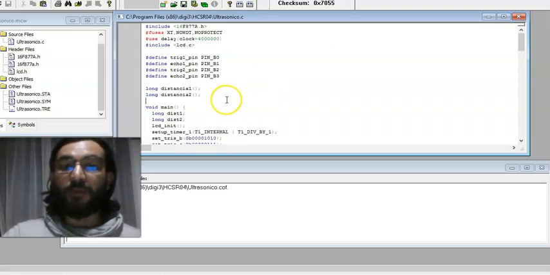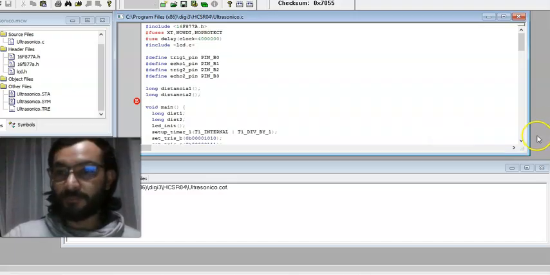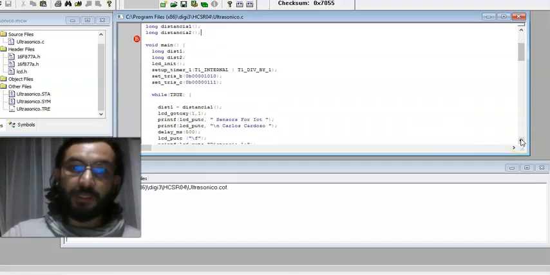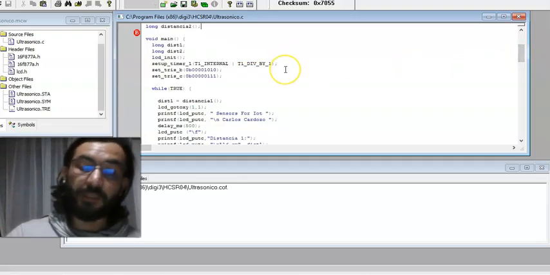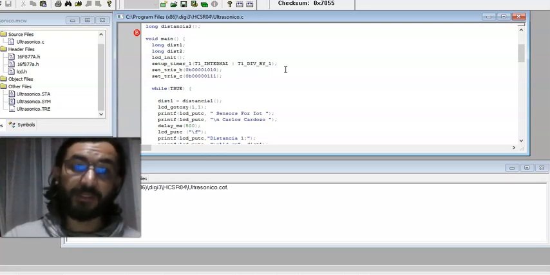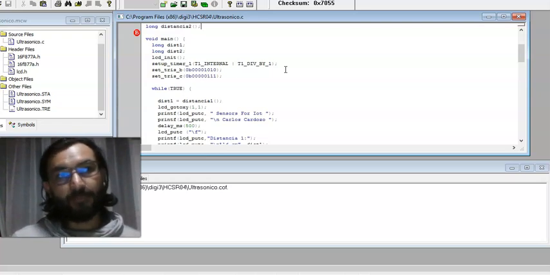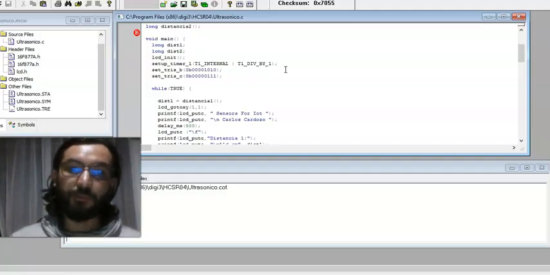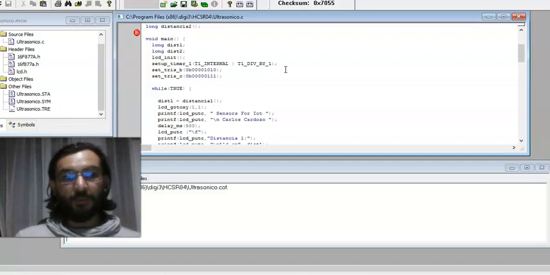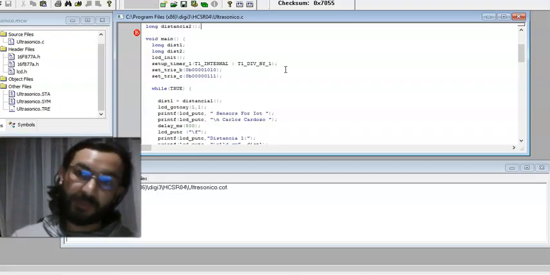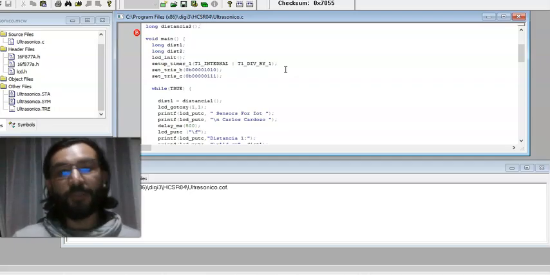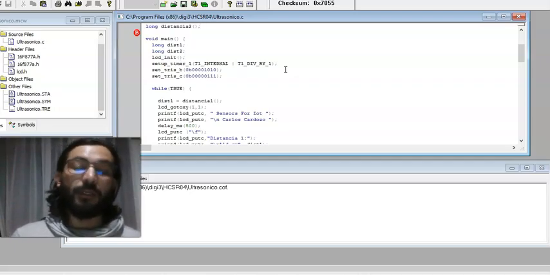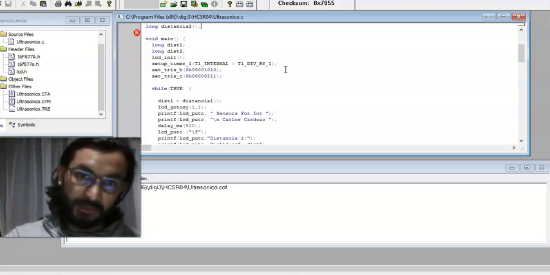Okay, and I define different functions for the calculation. And this is the main function. Here I must configure the timer. The timer allows measuring the time when the pulse from the sensor crashes on the object and comes back to the pin echo. Then I use the timer to measure this time.